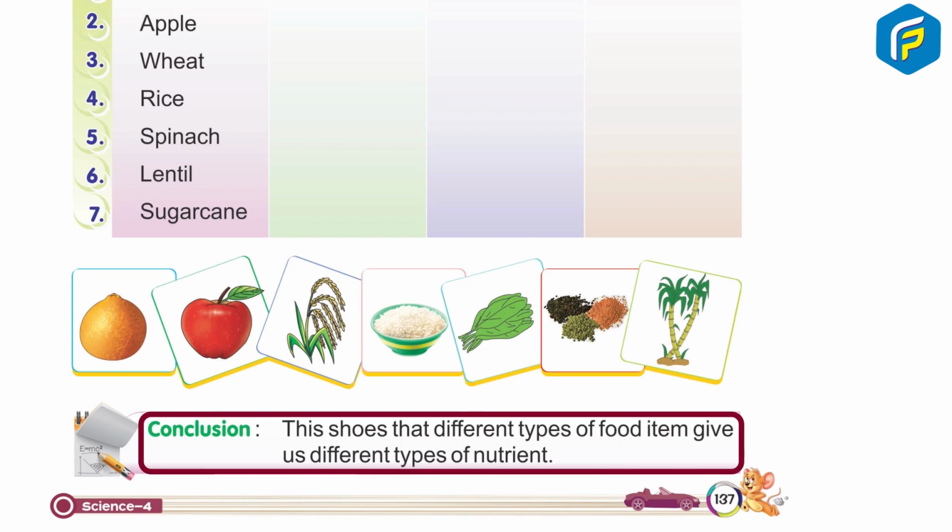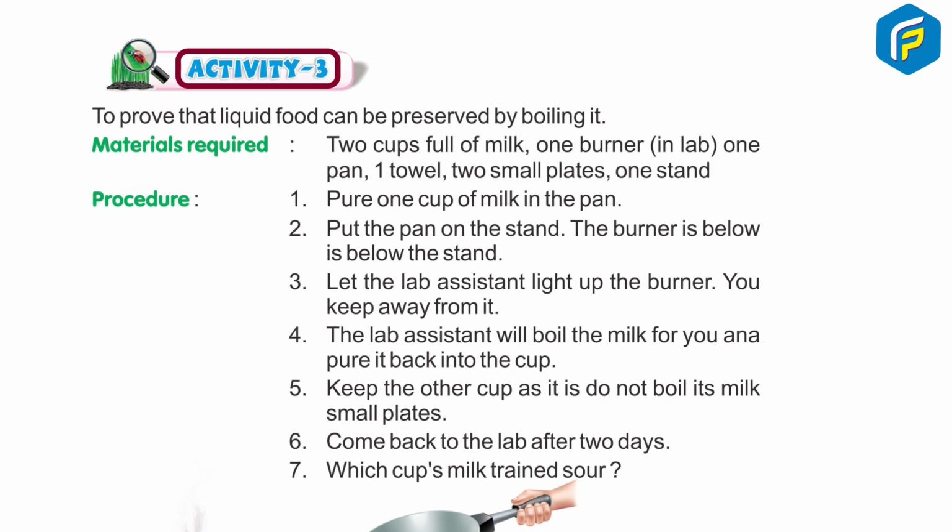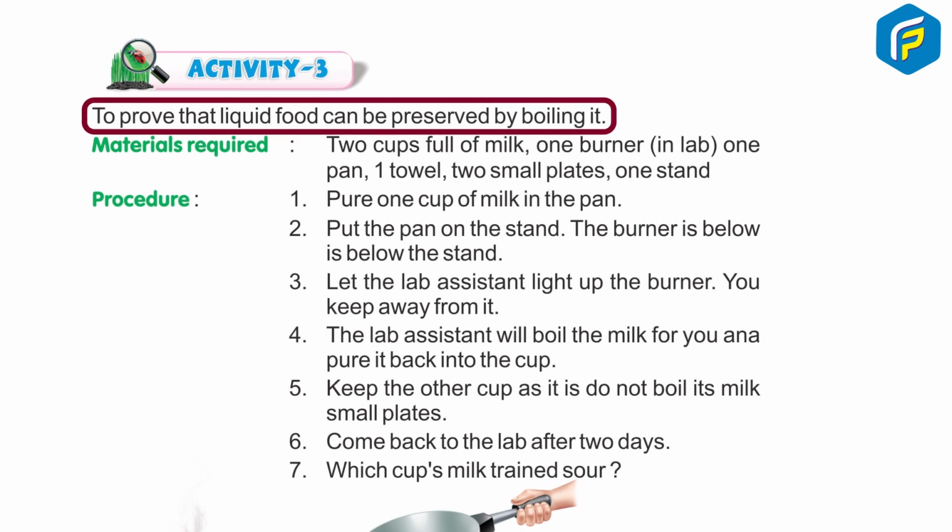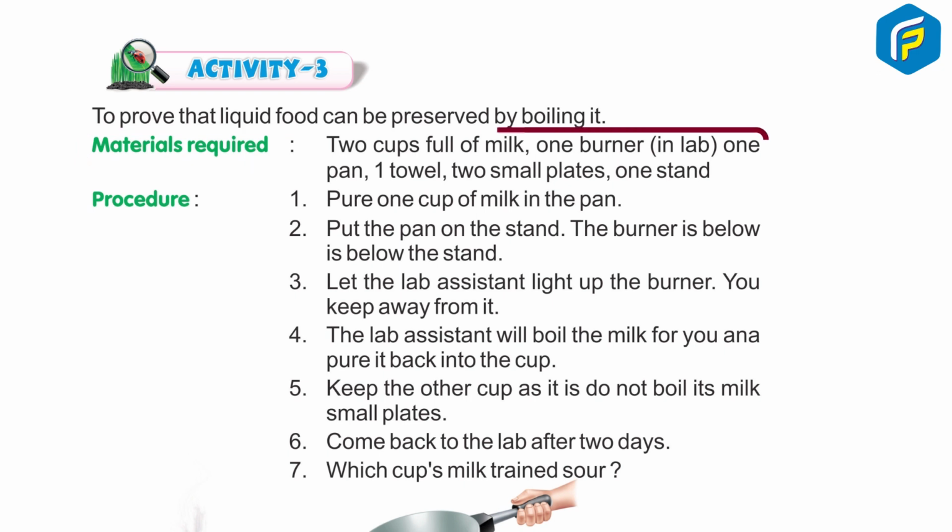Conclusion: this shows that different types of food items give us different types of nutrients. Activity 3. To prove that liquid food can be preserved by boiling it. Materials required: 2 cups full of milk, 1 burner in the lab, 1 pan, 1 towel, 2 small plates, 1 stand.